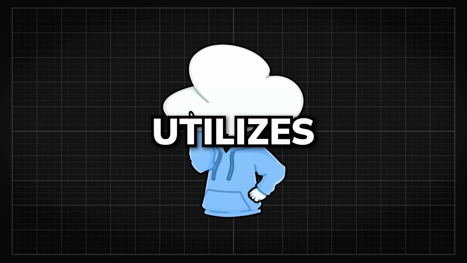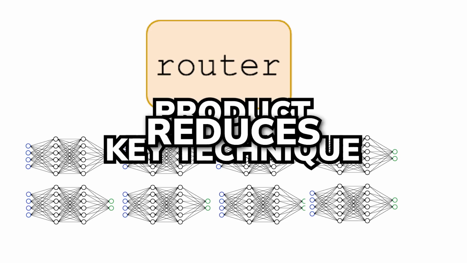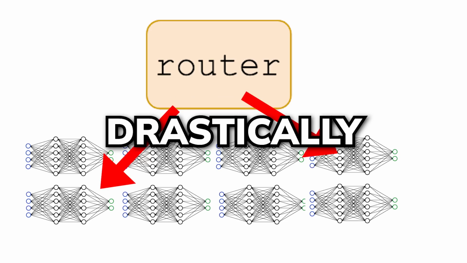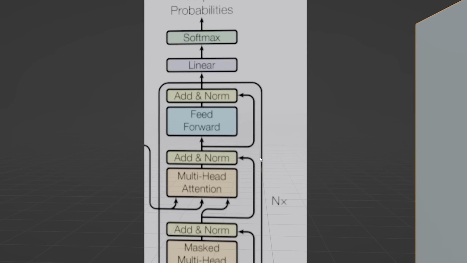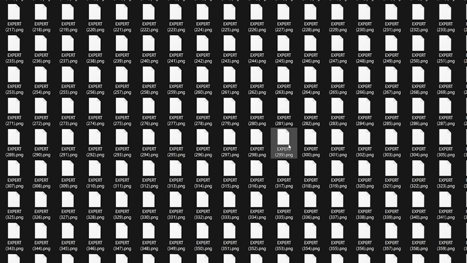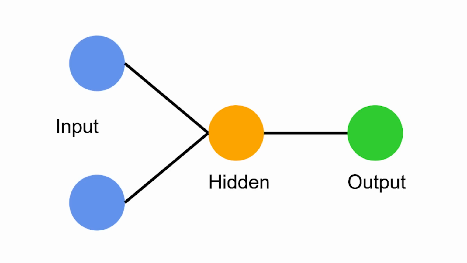This mechanism utilizes the product key technique for sparse retrieval for the millions of experts and reduces the expert picking process drastically. And unlike your typical MoE where the expert is identical to the original feed-forward network in a transformer, every expert in MoME is actually a singleton MLP. In other words, it has only one hidden layer with a singular neuron.